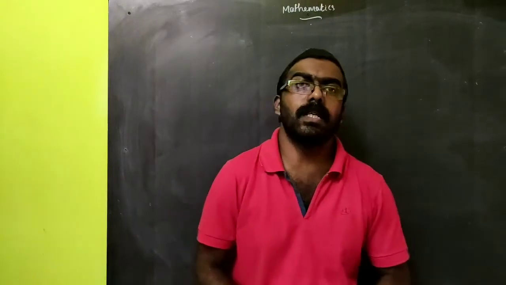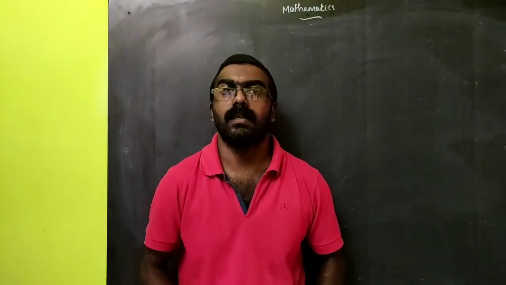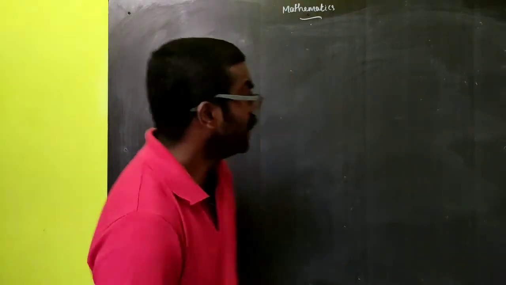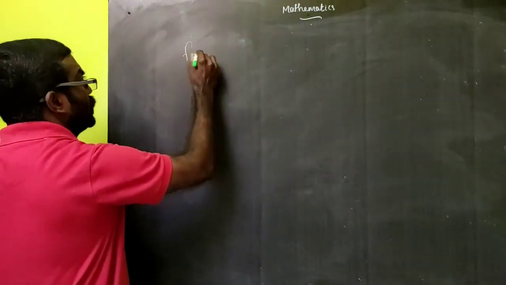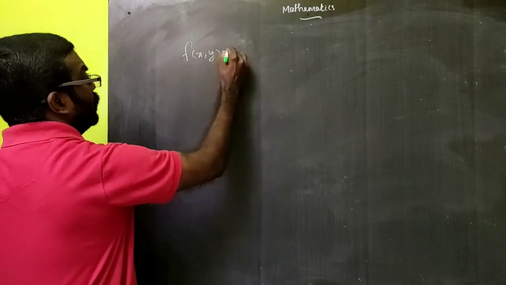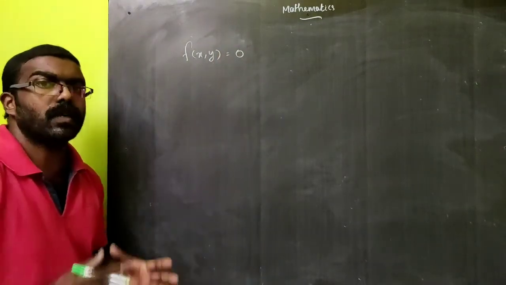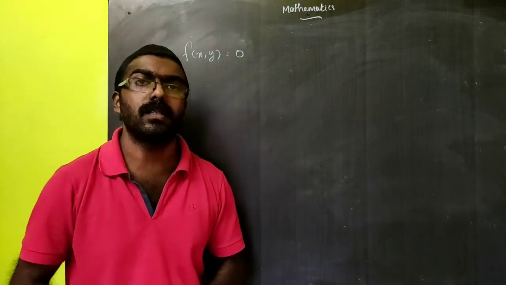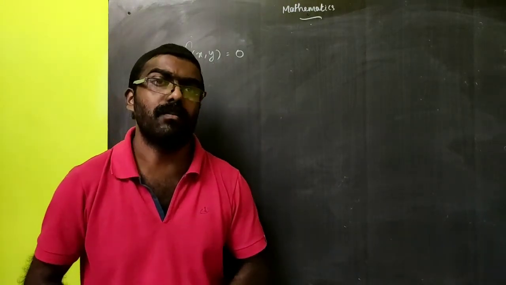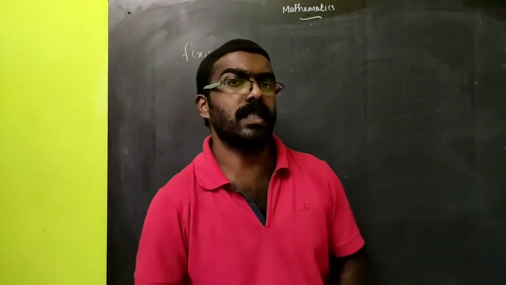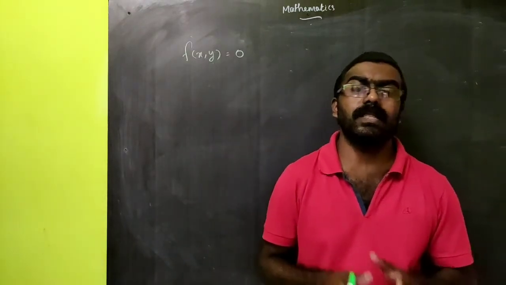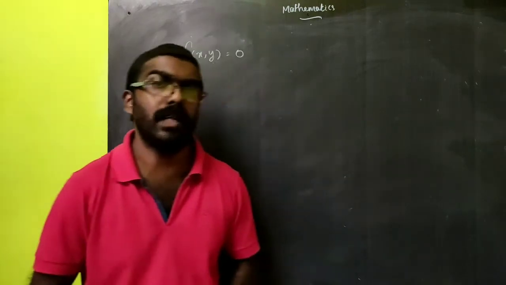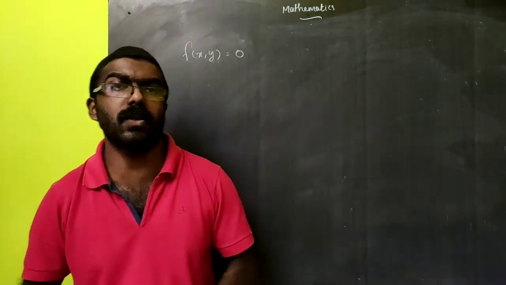Okay, next is derivatives of implicit functions. Implicit functions means functions of the type f of x comma y is equal to 0. That means functions in the variables x and y is called what? Implicit form. So to differentiate such functions, we have to differentiate term by term and then we can solve for dy by dx. Okay, let us consider an example.